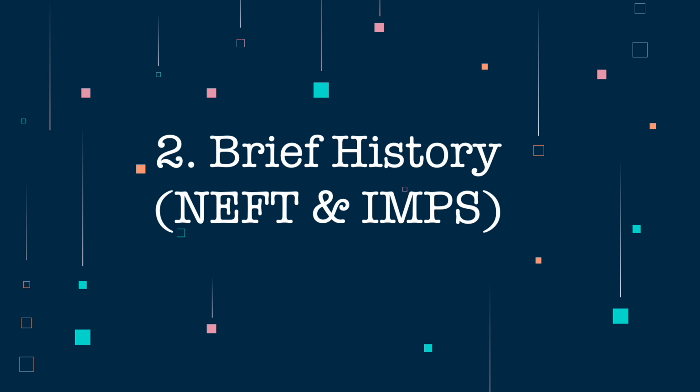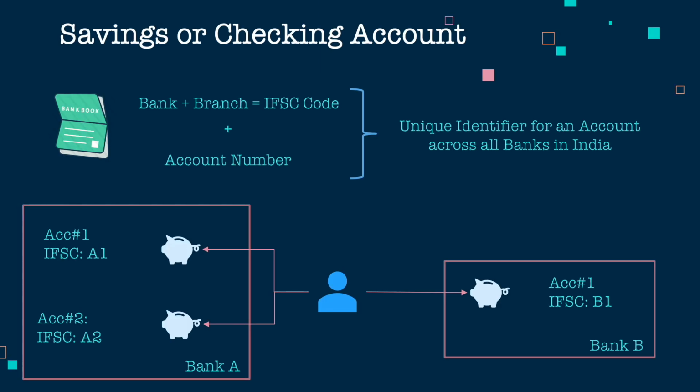Let's look at a brief history of what were the payment systems available for customers prior to UPI, namely NEFT and IMPS. This is important because the basics of how an account is identified is still used in UPI. Let's look at a basic. In India, if you're having a savings or a checking account, an account is uniquely identified by two things. First one is an IFSC code. An IFSC code is unique for every bank branch, and an account number is a unique number that is given for an account in that particular bank branch or across the bank itself. So a combination of IFSC code and an account number is a unique identifier for an account across all the banks.